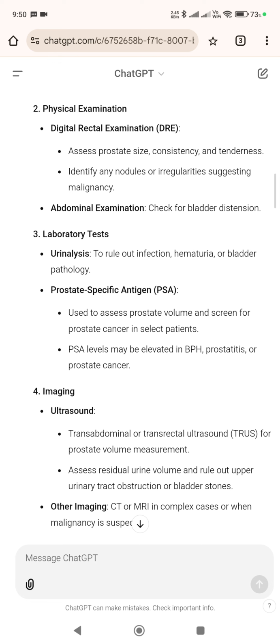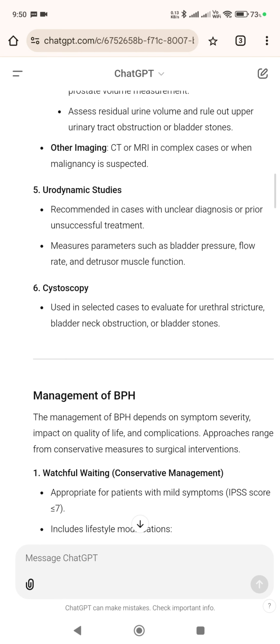4. Imaging, ultrasound, transabdominal or transrectal ultrasound, TRUS, for prostate volume measurement. Assess residual urine volume and rule out upper urinary tract obstruction or bladder stones. Other imaging, CT or MRI in complex cases or when malignancy is suspected. 5. Urodynamic studies, recommended in cases with unclear diagnosis or prior unsuccessful treatment. Measures parameters such as bladder pressure, flow rate, and detrusor muscle function. 6. Cystoscopy, used in selected cases to evaluate for urethral stricture, bladder neck obstruction, or bladder stones.